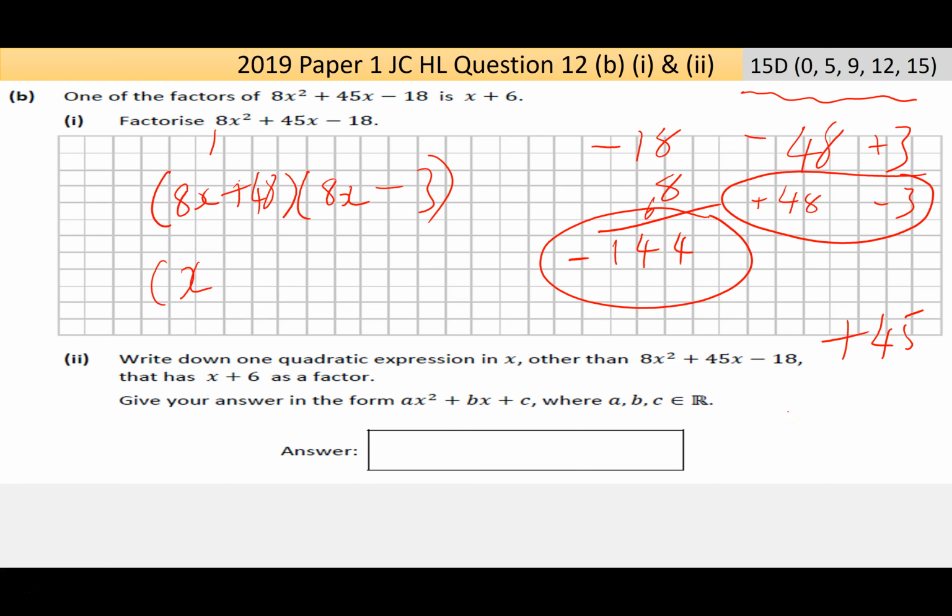48 into 8. 8 into 48 goes 6 times. Okay. And then the other factor can't be simplified, so it stays the same. Now, if we multiply them together, okay, we should get back to the original.